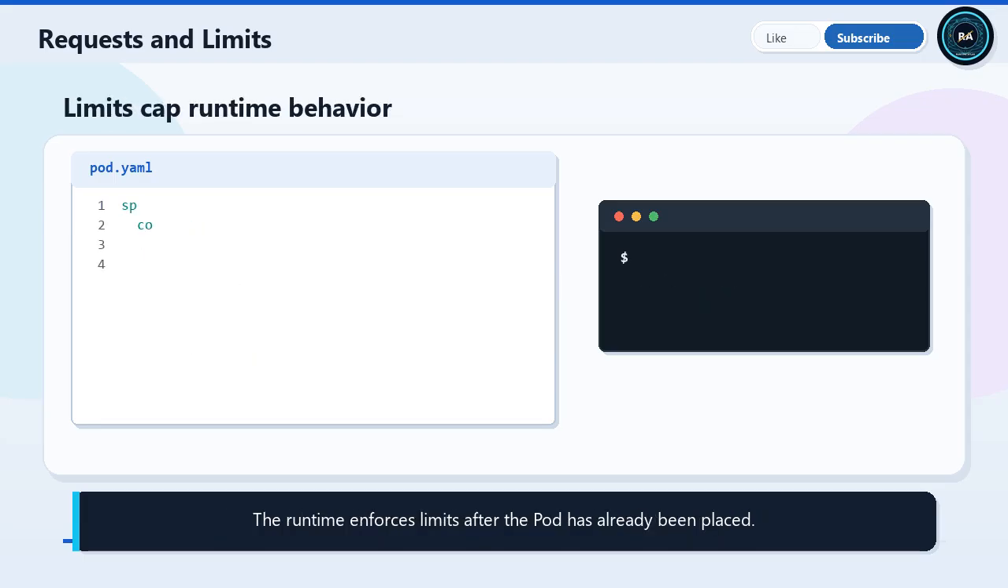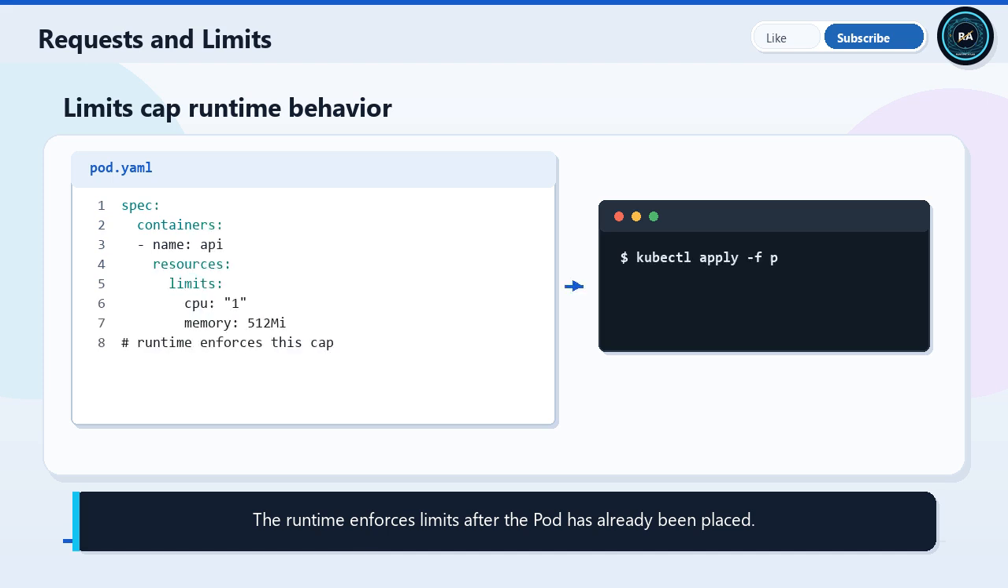The limits block is a runtime cap. A CPU limit controls how much CPU time the container can consume. A memory limit is harder. If the process goes beyond it, the container can be terminated.